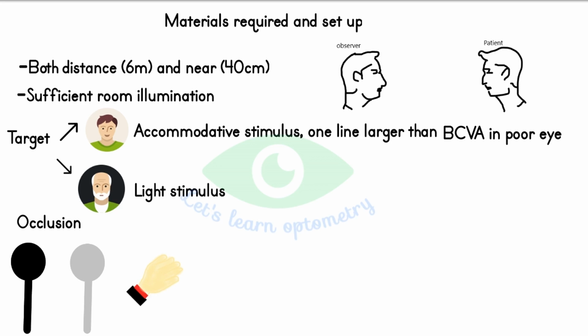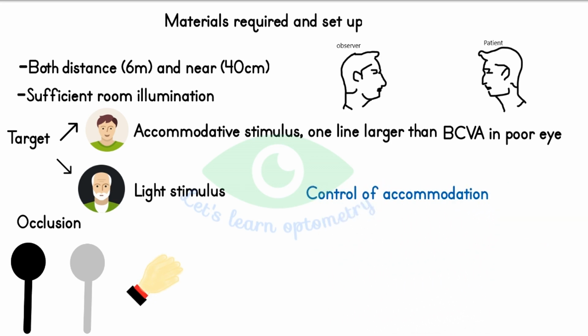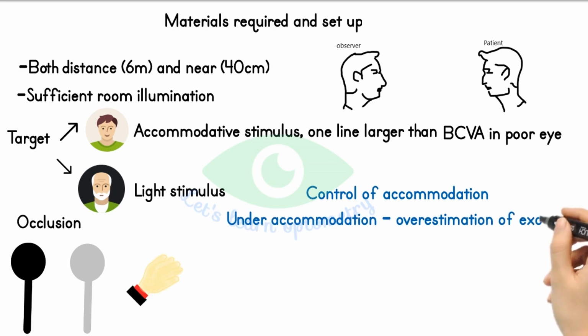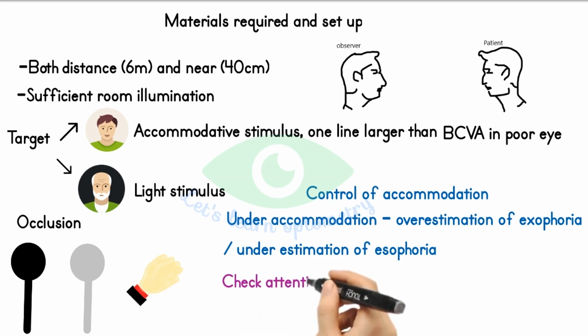The most important aspect of the cover test is the control of accommodation. Under accommodation will result in overestimation of the degree of exophoria or underestimation of esophoria, which is opposite in over accommodation. The examiner should ensure that the patient is attentively seeing the target by repeatedly asking the patient to verbally tell what he or she sees.